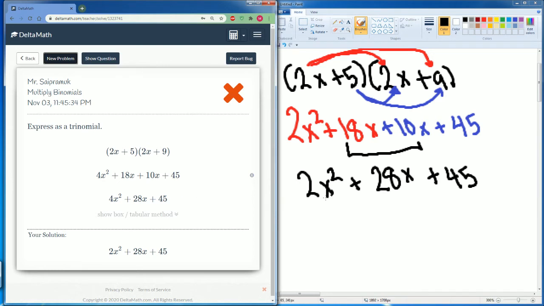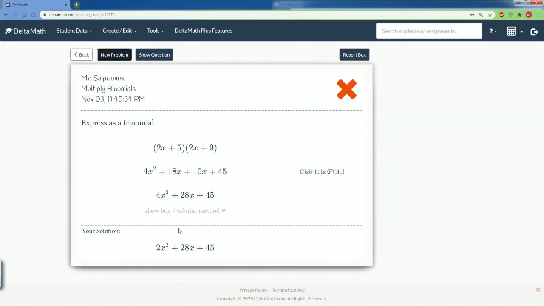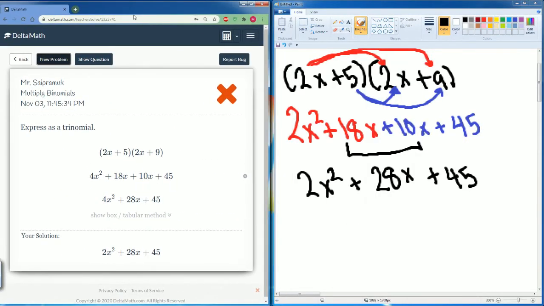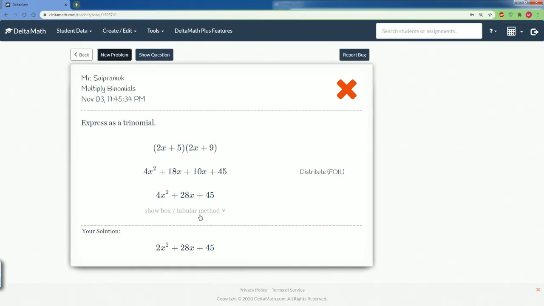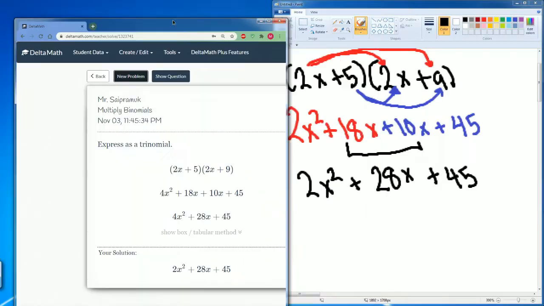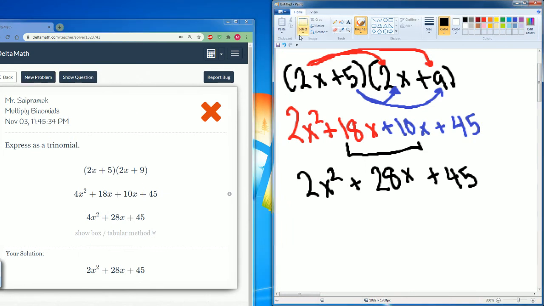Ooh, I did something wrong. What did I do wrong? 9 times 5 is 45. Yeah, what did I do wrong? Let's see, I did something wrong here. Aha, 2x times 2x should be 4x squared. That was my mistake. I did it wrong. So my mistake was this should have been a 4. Okay, so this should have been a 4.